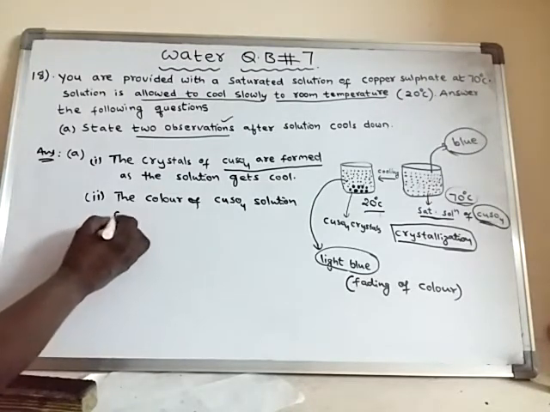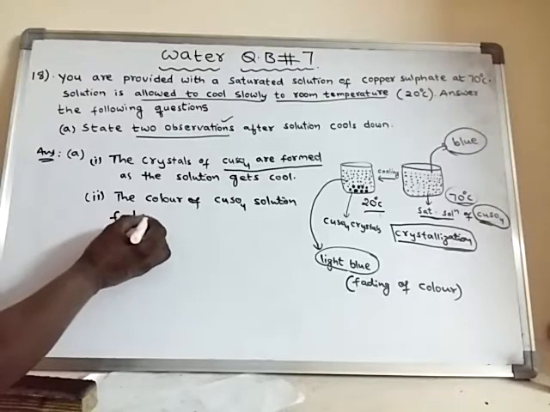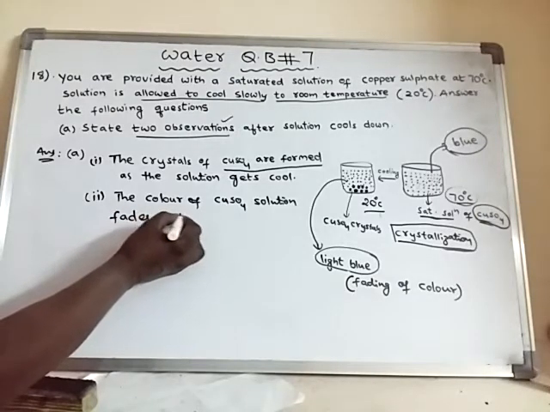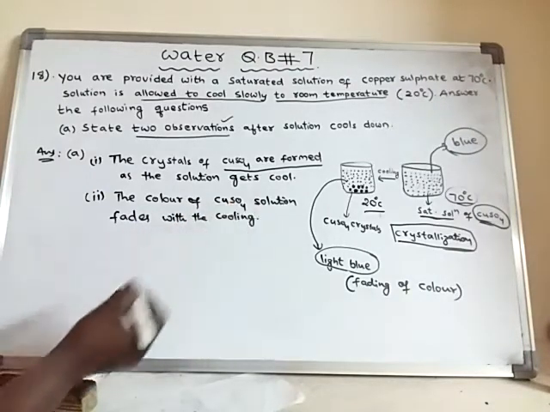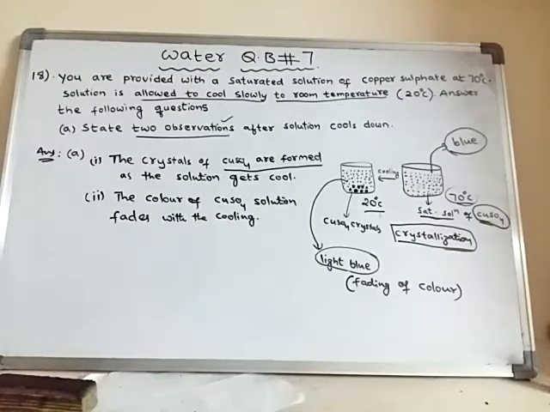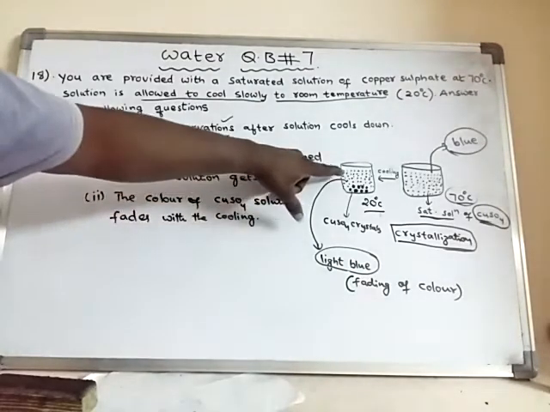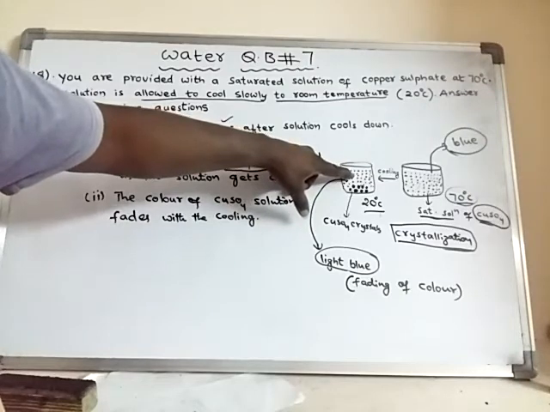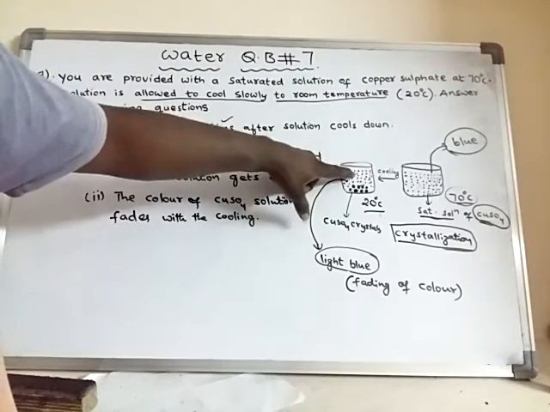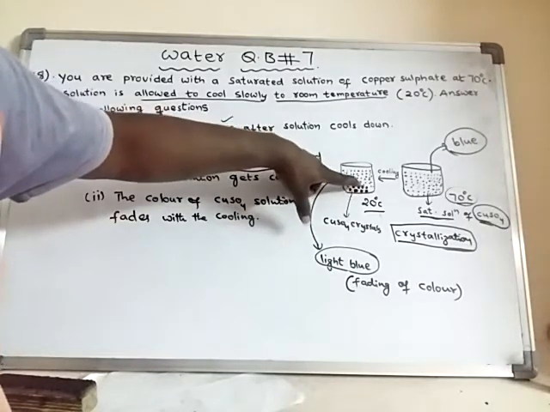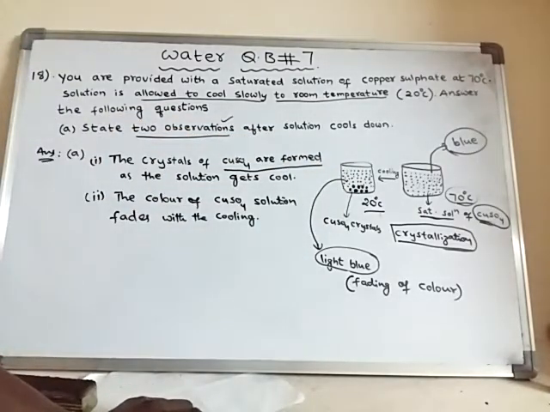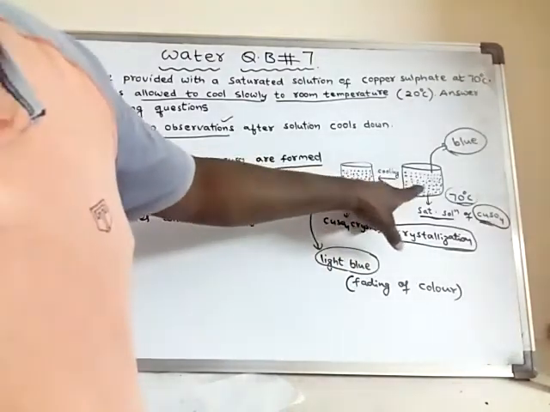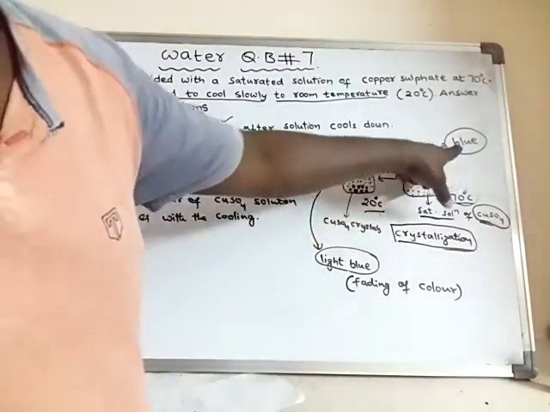Fades with the cooling. So why is the color of the copper sulfate faded with the cooling? Because enough amount of copper sulfate is not dissolved now, because some of the copper sulfate has come out from the solution and settled at the bottom. Hence, the solution is not having enough amount of copper sulfate dissolved in it. When enough amount of copper sulfate is dissolved in it, then the solution is blue in color.